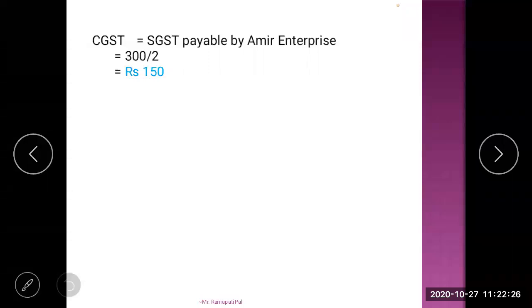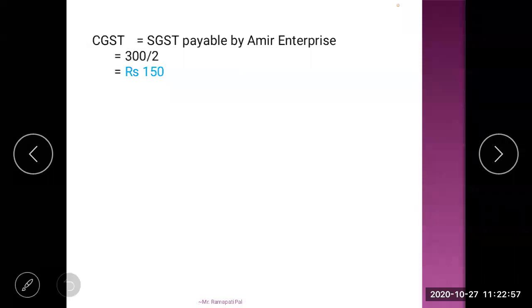Many students have given the answer. Okay, everyone's answer is correct. Everyone is writing the correct answer in the chat box. Okay, now tax collected by Akbari Brothers at the time of purchase was 4,100. Tax collected by Akbari Brothers at the time of sale was 4,500. So GST payable by Akbari Brothers.